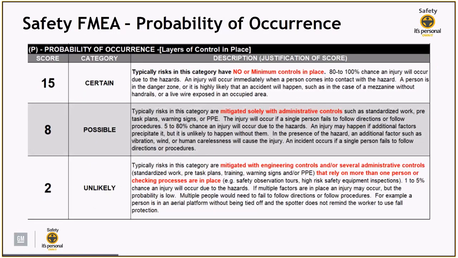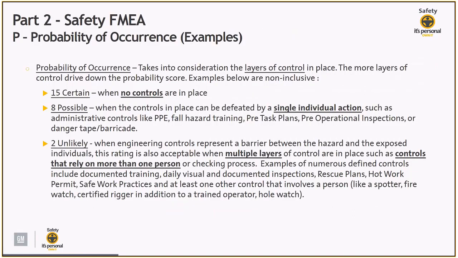Probability of occurrence. We allow the numbers 2, 8, and 15 that the contractor can use. And this is where we look at the layers of controls in place. So some examples, we're saying a 15 would be used when there are no controls in place. An 8 can be used when the controls in place can be defeated by a single individual action, such as administrative controls like PPE, if you only have fall hazard training or pre-task plan training or pre-op inspections, or only danger tape, right? So a single action.